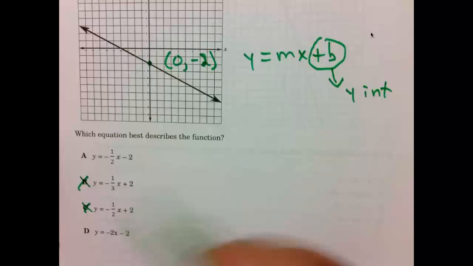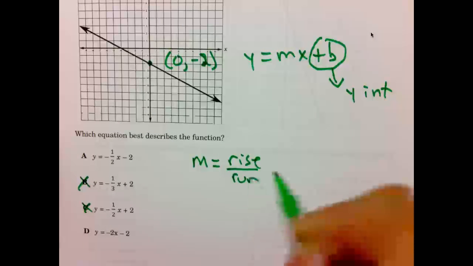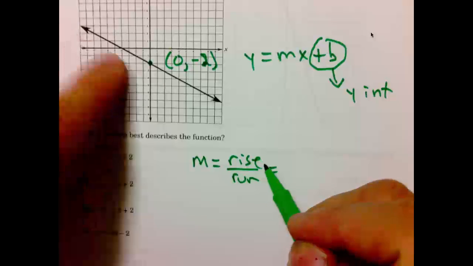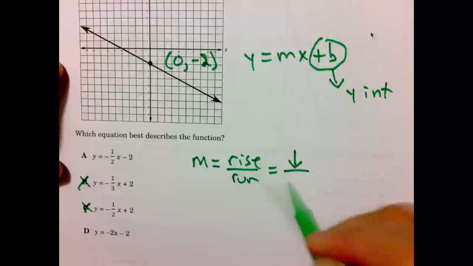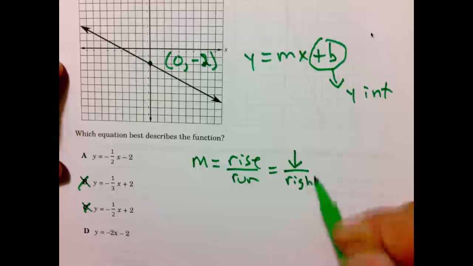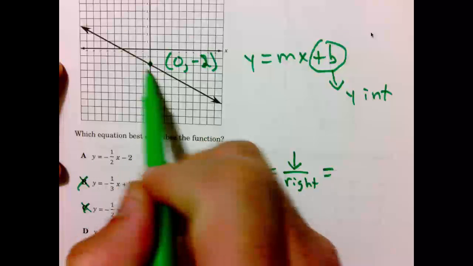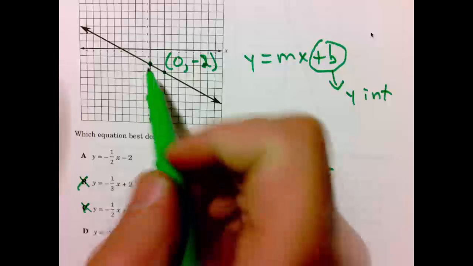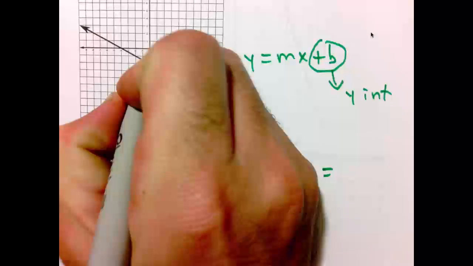Well, let's find the slope. One way we define the slope is rise over run. Rise, in this case, it's a negative slope. We'll be going down. The run is always to the right. We will work between any 2 points. We have a solid point here and then another one right here. So drawing a right triangle between those 2 points.